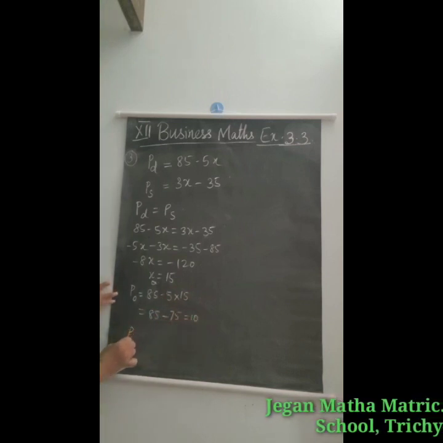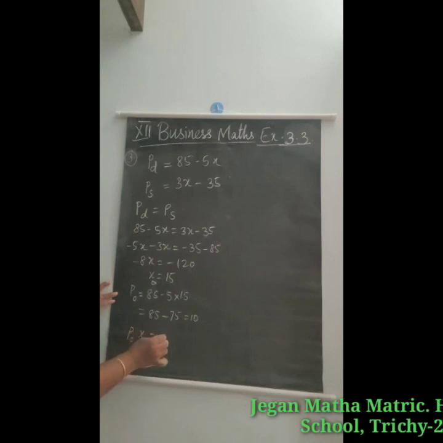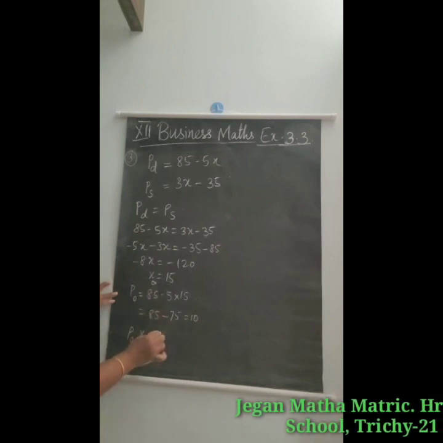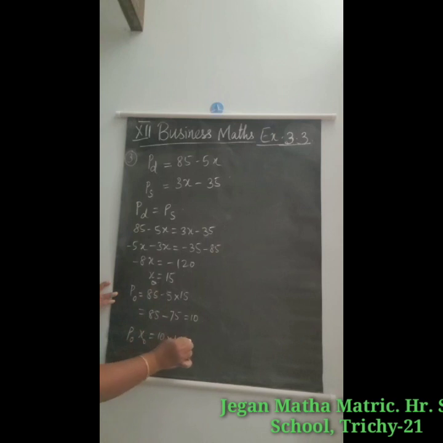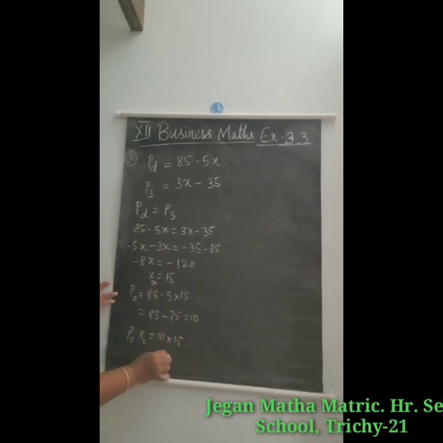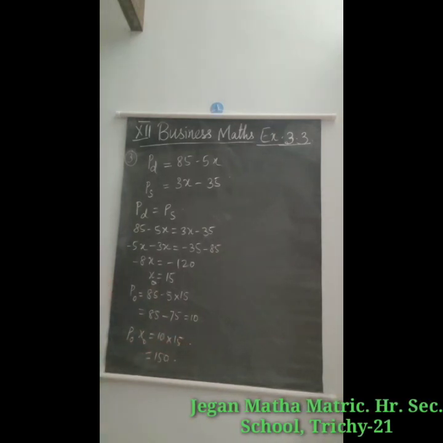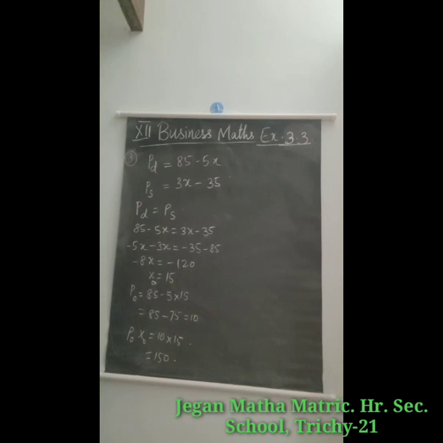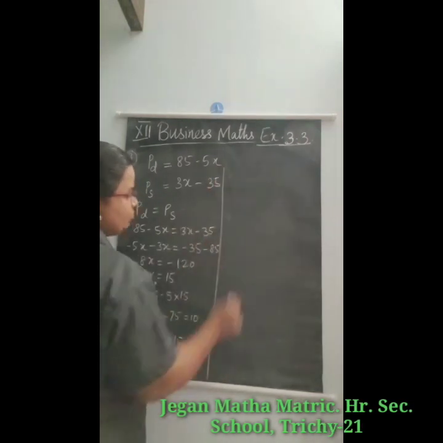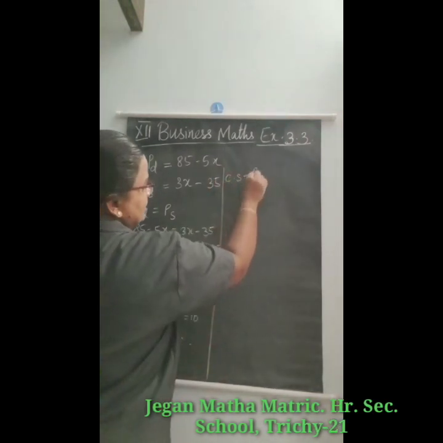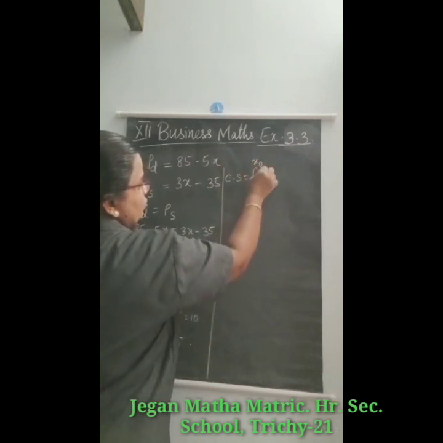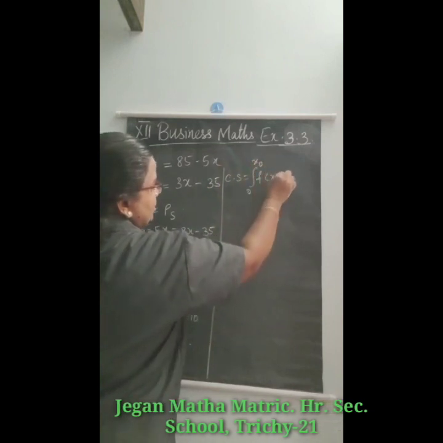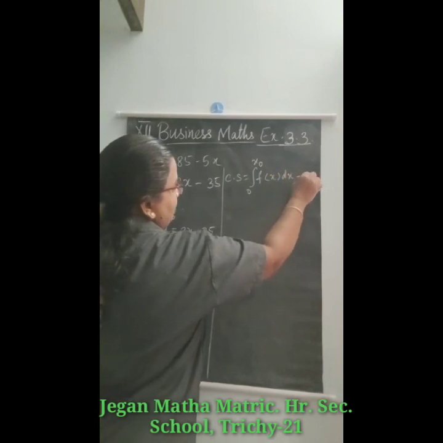So what is P naught X naught? P naught X naught is equal to P naught 10 into 15. So that is equal to 150. What is the formula for consumer surplus? Consumer surplus is equal to integral of 0 to x naught f of x dx minus P naught x naught.